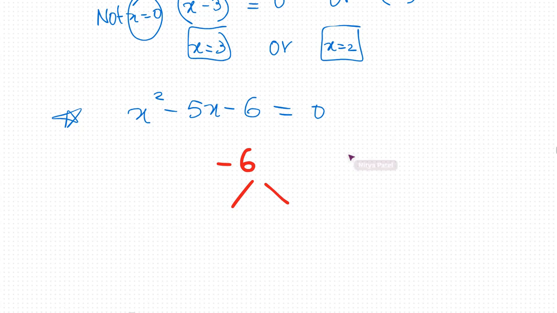It has to be negative 5, or positive... negative 5. So negative 2 plus negative 3. I can also do... Are you saying like this? Uh no, because then that would be 6.